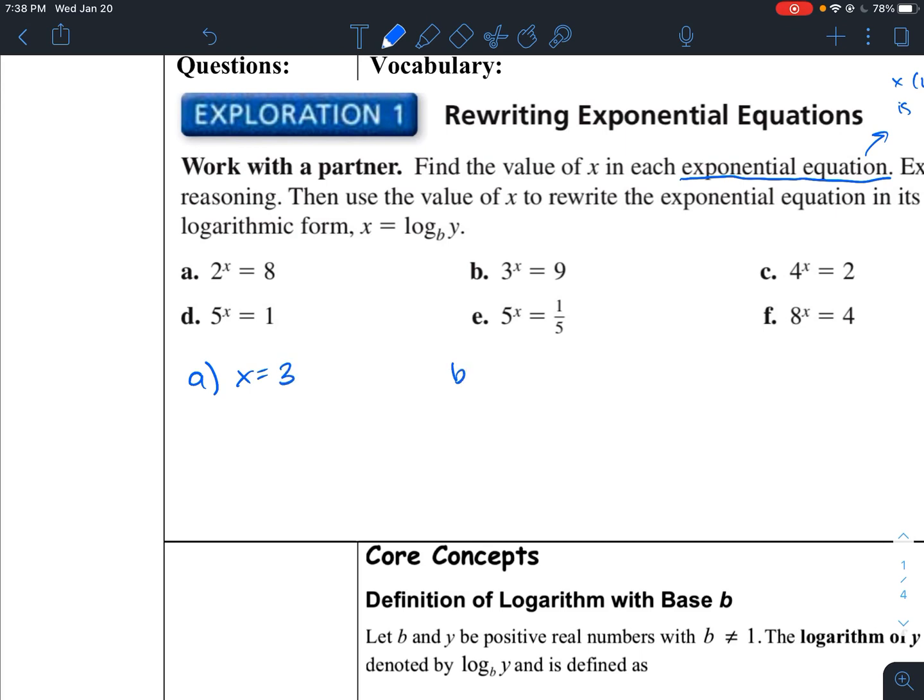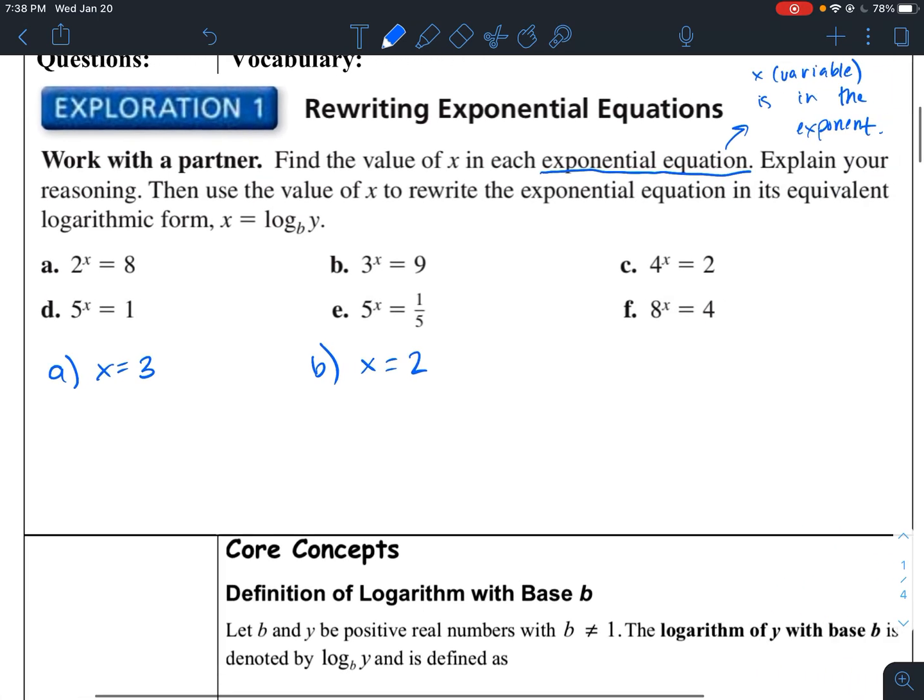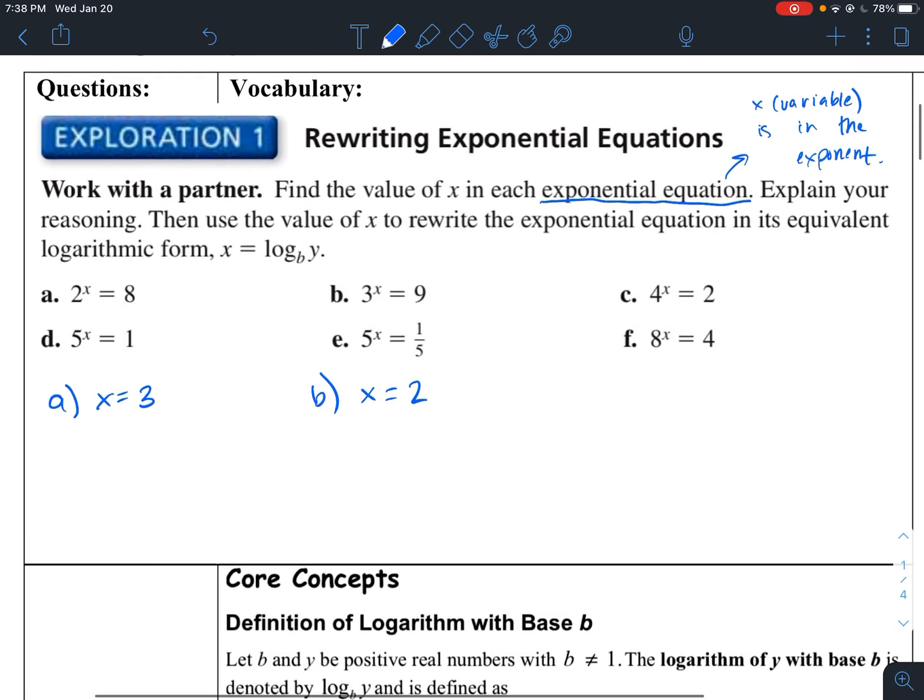For b, 3 to what power gives you 9? Well, I know that you'd have to square it, so x would have to be equal to 2. For c, so you have 4 to the x power. So 4 raised to what power is equal to 2? And that should give you 1/2, right? It would have to be 1/2, because 4 to the 1/2 power is equivalent to the square root of 4, which is equal to 2.